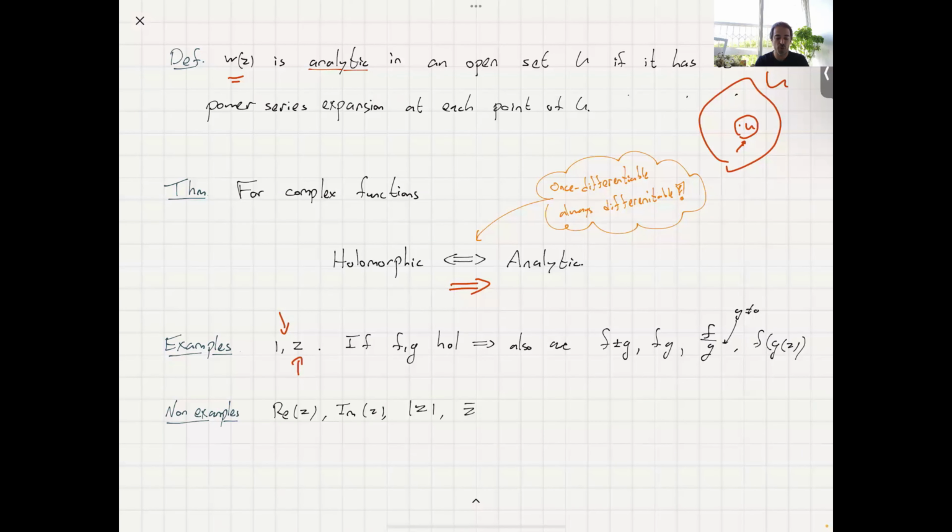It's kind of a closed property. If you have two holomorphic functions, then also their sum, product, ratio, as long as g is non-zero, and composition is holomorphic.